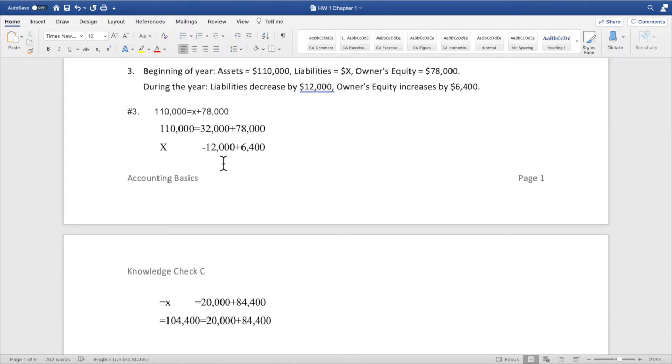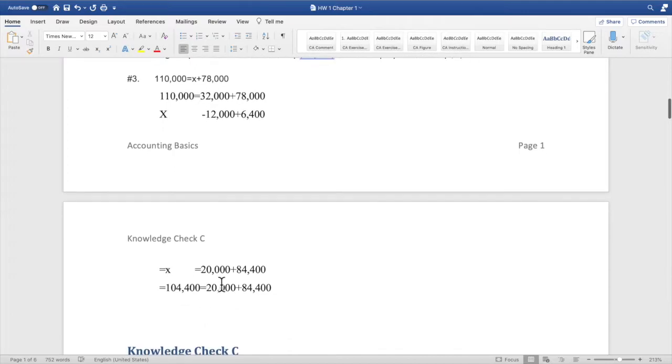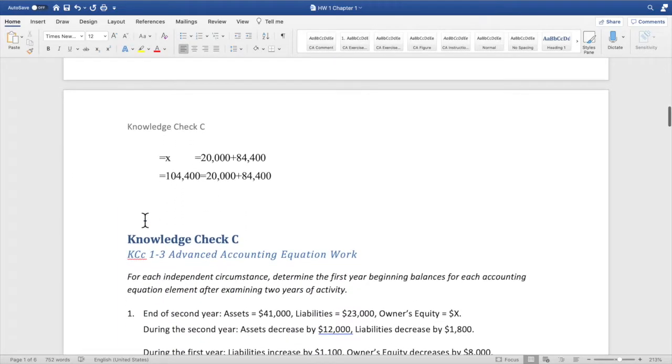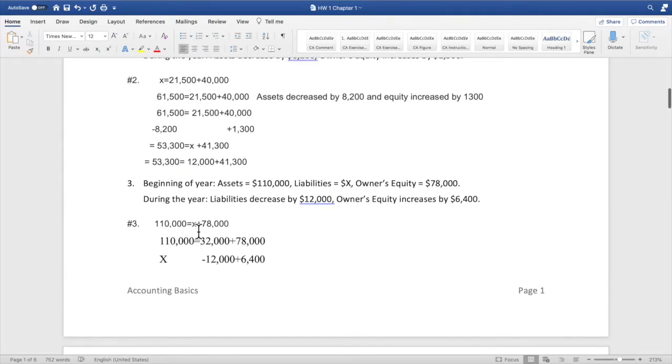Then we subtract the $12,000 because it decreased by $12,000 and owner's equity increased by $6,400. So we get liabilities of $20,000 and owner's equity of $84,400. When we add the $20,000 and the $84,400 together, we get assets equaling $104,400. So that's how you complete those.